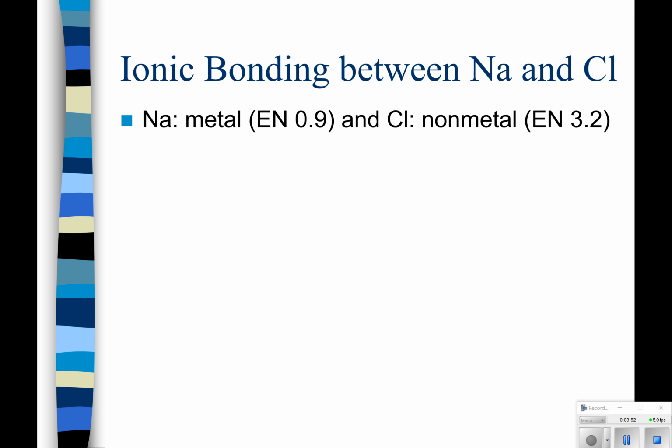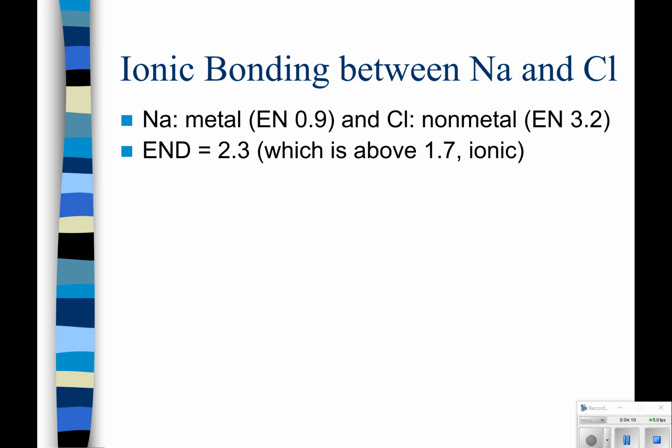And we'll use sodium and chlorine as an example. Now, sodium is a metal. It's on the left side of the table in group 1, and it has an electronegativity of 0.9. Chlorine in group 17 on the right side of the table is a nonmetal. It's to the right of the staircase and has an electronegativity of 3.2.